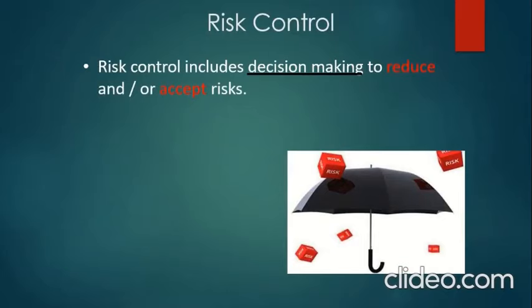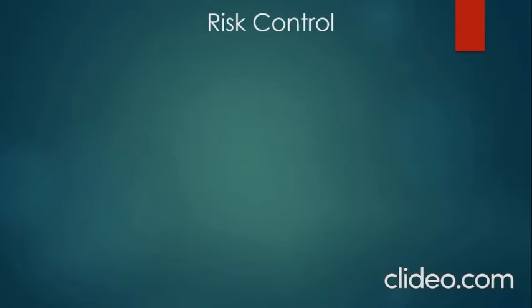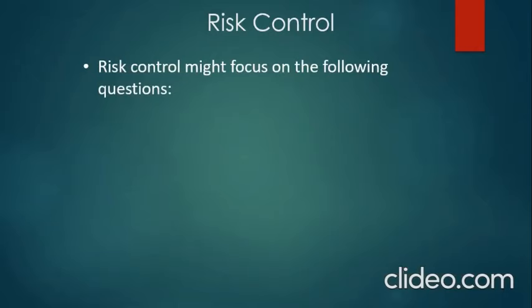Risk control includes decision making to reduce or accept the risks. The purpose of risk control is to reduce the risks to an acceptable level. The amount of effort used for risk control should be proportional to the significance of the risks. Risk control might focus on the following questions. Is the risk above an acceptance level? What can be done to reduce or eliminate the risks? What is the appropriate balance among benefit, risks, and resources? Are new risks introduced as a result of the identified risks being controlled?